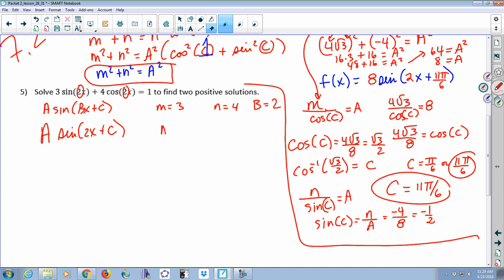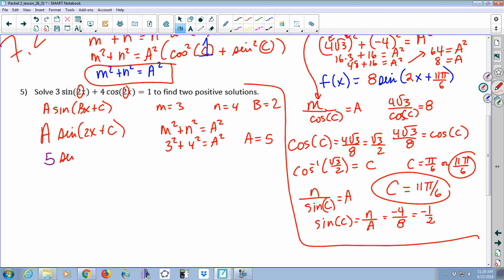All right, so A is M squared plus N squared equals A squared. M is 3. 3 squared plus 4 squared is A squared. 9 plus 16 is 25, so A is 5. Oh, thank goodness, it's a nice number. Won't always be, but hey, we'll take it. Okay, so now we still have to find c, and then we can start to solve our equation.